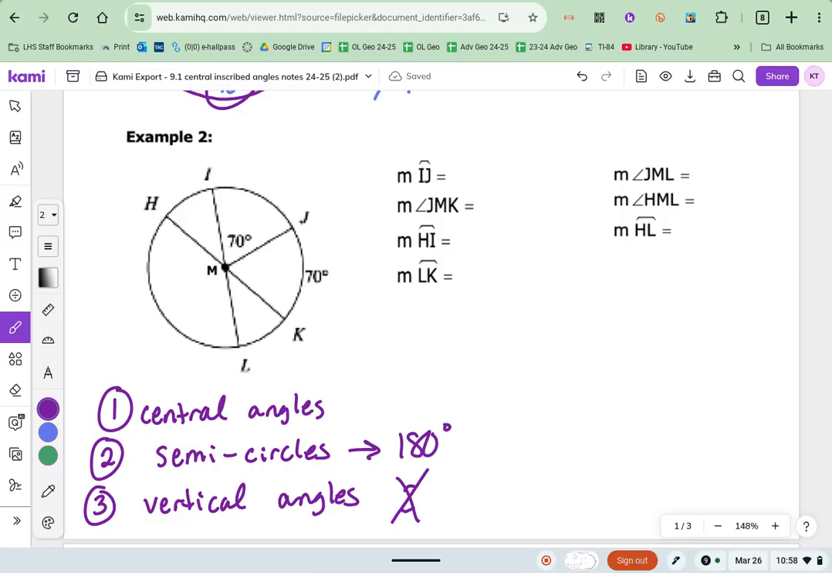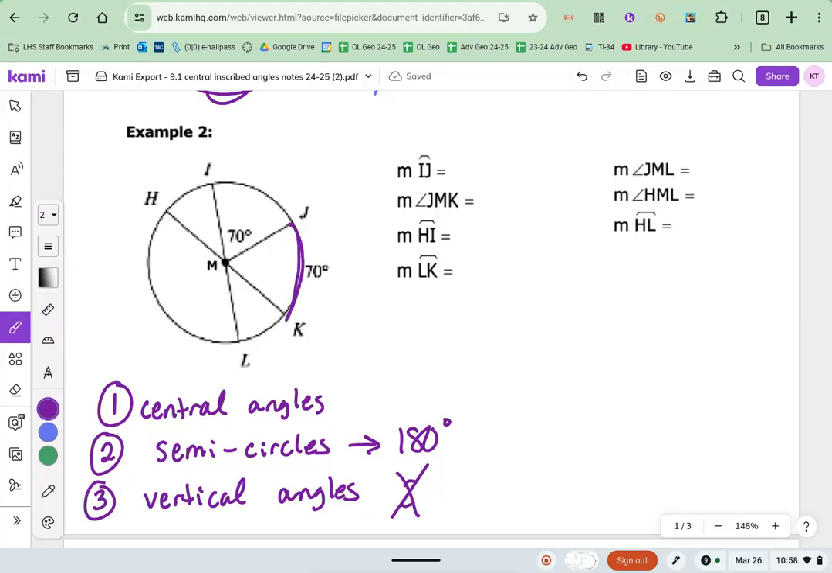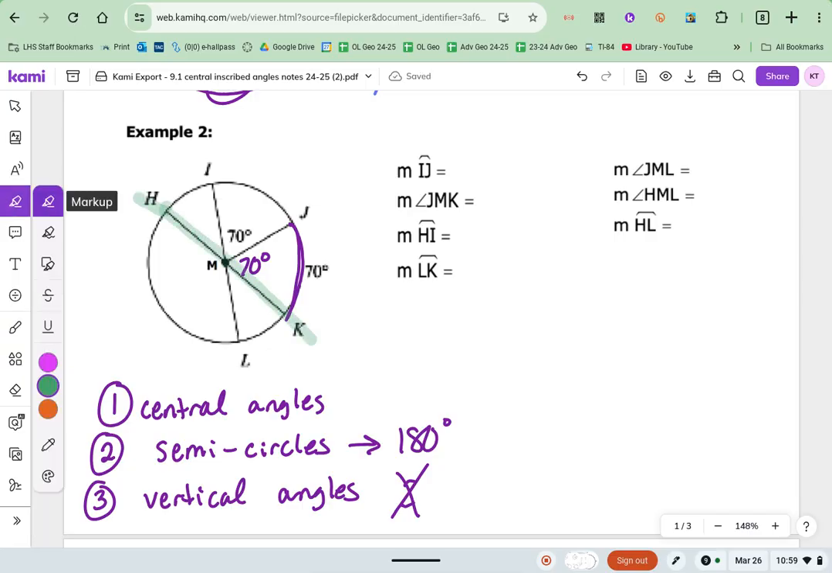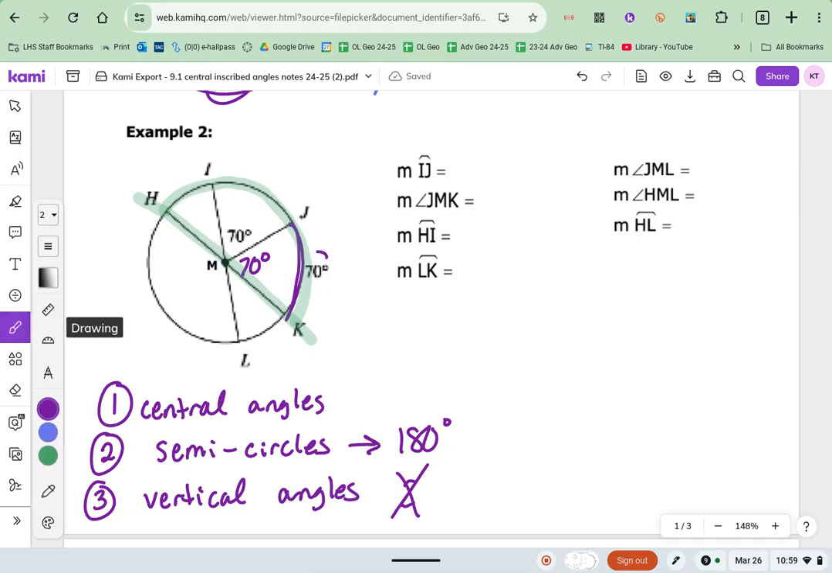Okay, so real quick, just to go over it with you guys, you seem to be doing really well. Since this arc right here, JK is 70, this angle right here is also 70 degrees because it's a central angle. You can use a semicircle to say, oh, all these three should add up to 180 together. So we've already used 70 and 70 here, which means 180 minus 140 gives us 40 degrees left for this guy, which means this angle is also 40 degrees because that's a central angle, which means this one's also 40 degrees because that's a vertical angle.